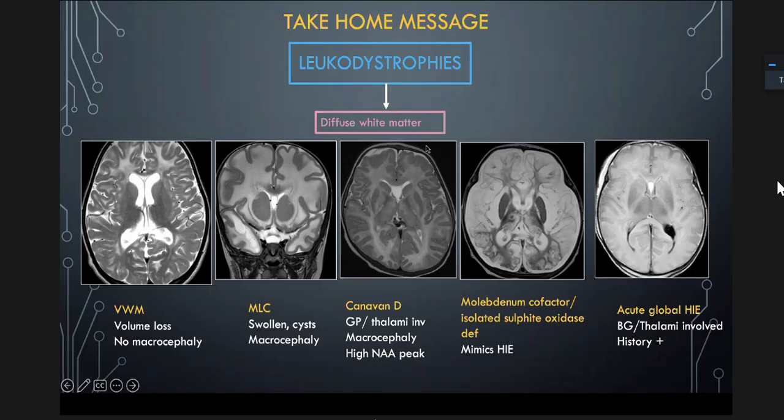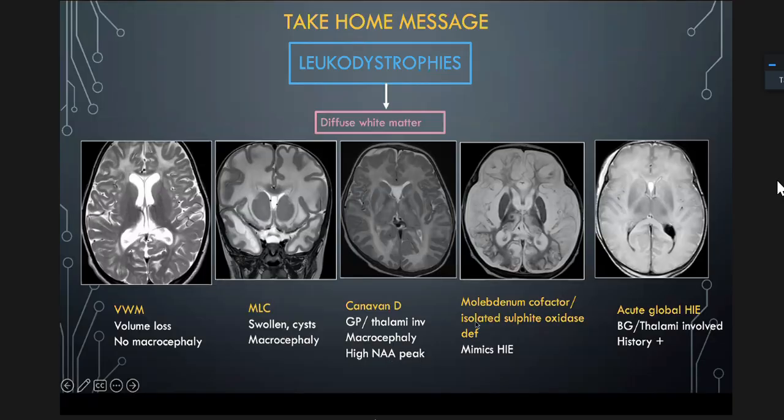Then we have Canavan's disease. Canavan's usually starts as subcortical, but it can progress to diffuse. So sometimes when you image the child, it will usually present as a diffuse white matter abnormality. Now, what is important here is that the entire white matter is abnormal, along with involvement of the globus pallidus, thalamus, and brainstem, and MRS is diagnostic. MRS will show a high NAA peak.